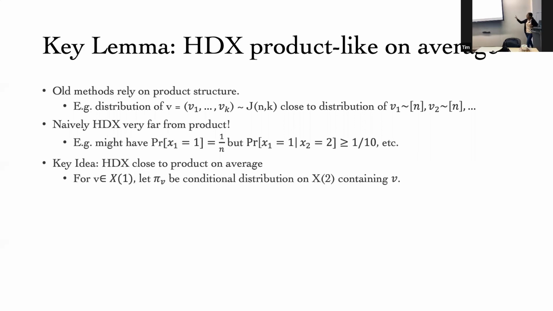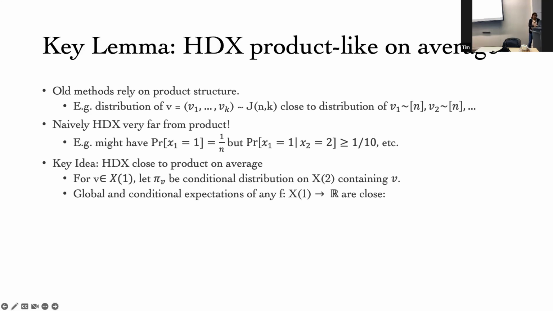So I'll illustrate this small example where we can think of it as something on graphs, like expander graphs themselves. So for example, think of x1 as vertices and x2 as edges. So if you pick a vertex in a graph and let pi v be the conditional distribution on the edges that contain the vertex, then the global and conditional expectations of f on the vertices are close. So what do I mean? So actually I'll just draw it here. I don't know if people can see.